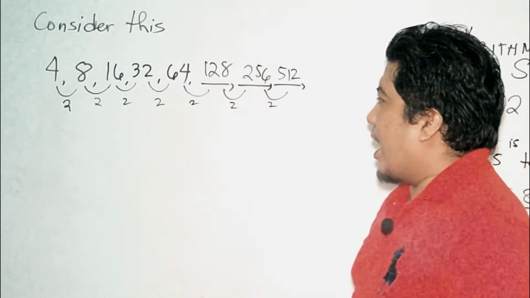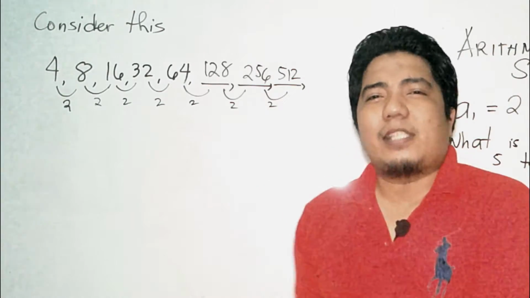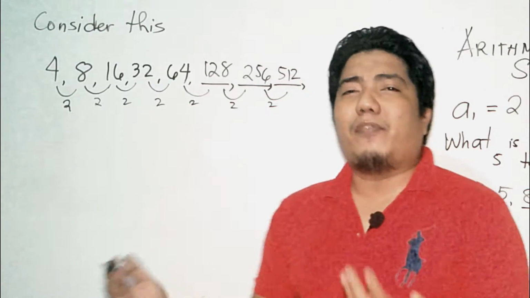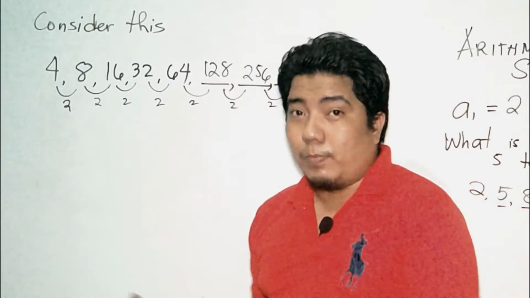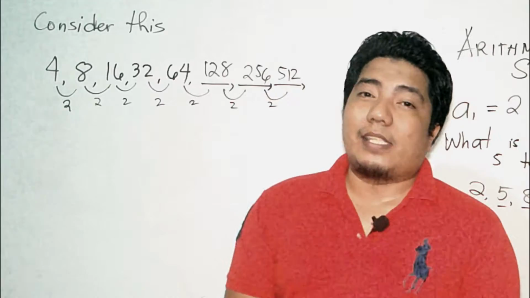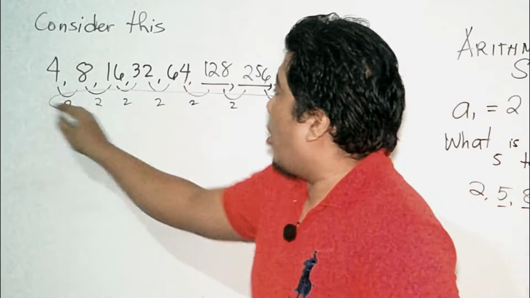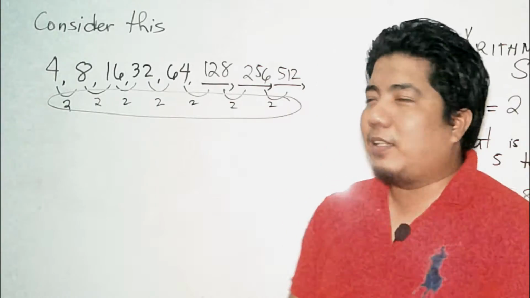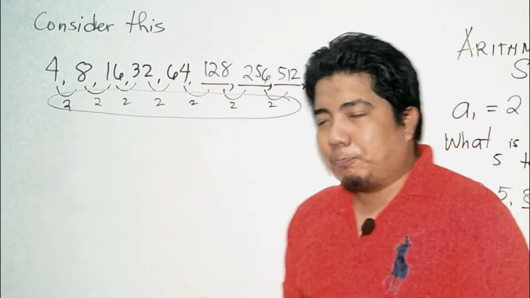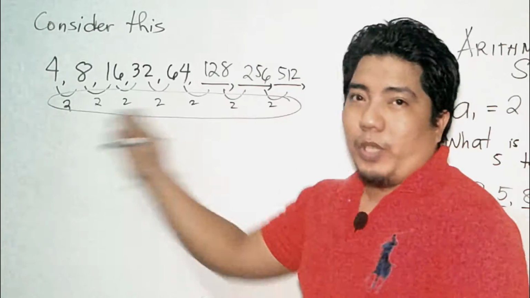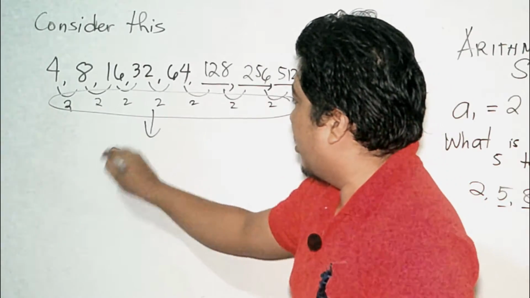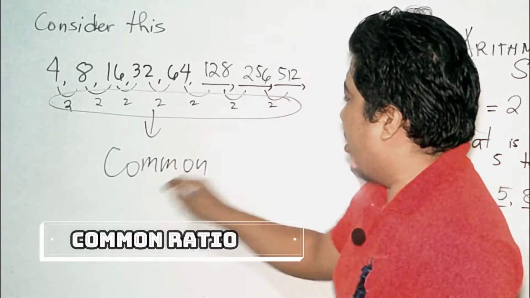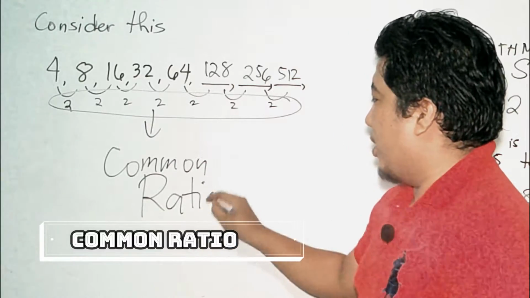Question is, Sir Ash, if in arithmetic sequence we use the common difference, how about in the geometric sequence? In the geometric sequence, you establish the common factor to use, whether it will be multiplied or divided, in order to get the pattern. This 2 here is what we call the common ratio.